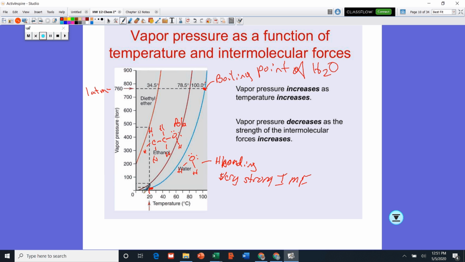Vapor pressure is a little bit higher, meaning that at 20 degrees Celsius, the vapor pressure is around 50. At 78.5 degrees Celsius, we're at 760. So this one gets to that point at a much lower temperature, so the boiling point is going to be lower. Also notice that the size of the molecule is bigger.